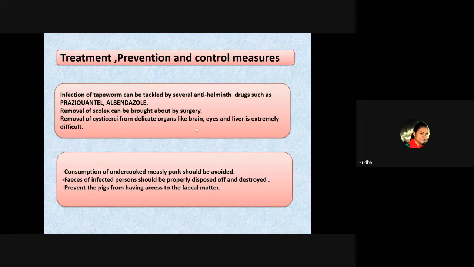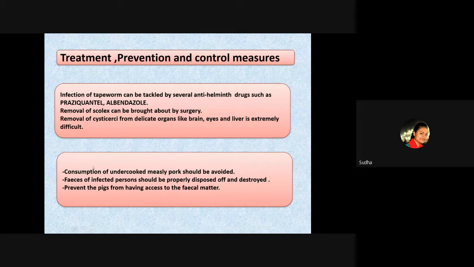Sometimes what happens with drugs, you can actually treat or remove the rest of the part of the body, but the scolex remains attached to the intestinal mucosa. So to remove that, you have to do surgery. Sometimes removal of cysticerci from delicate organs like brain, eyes, and liver is also extremely difficult.